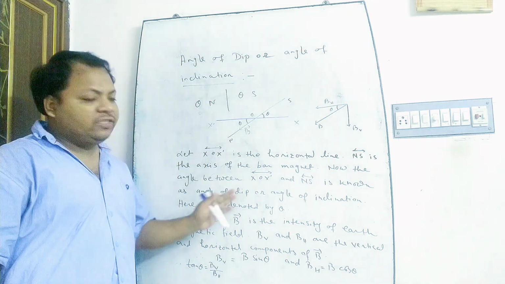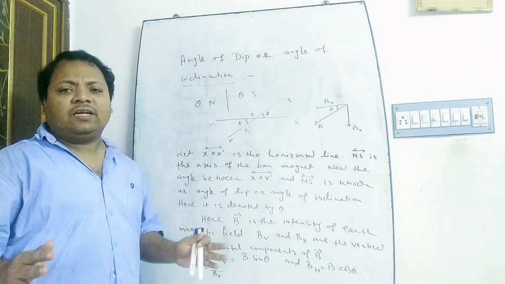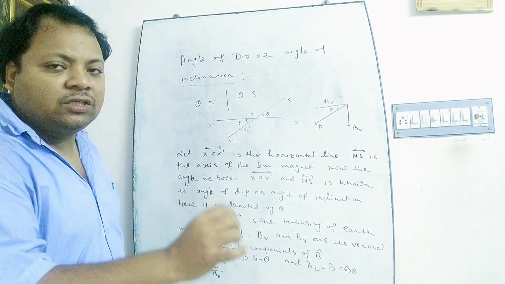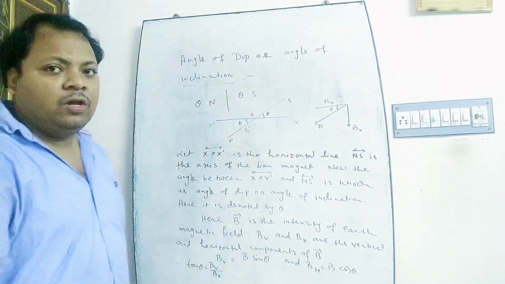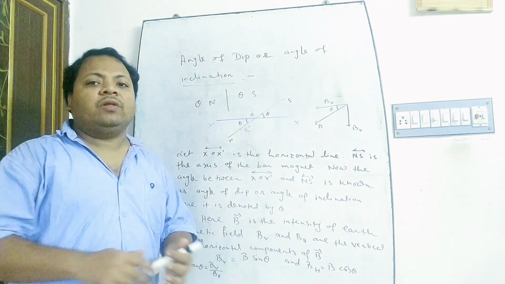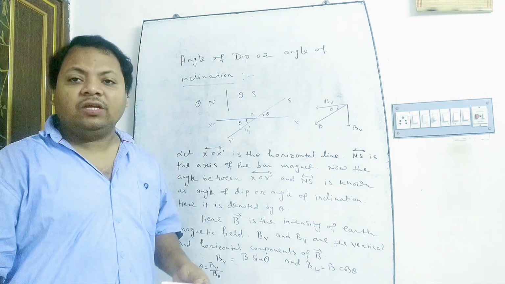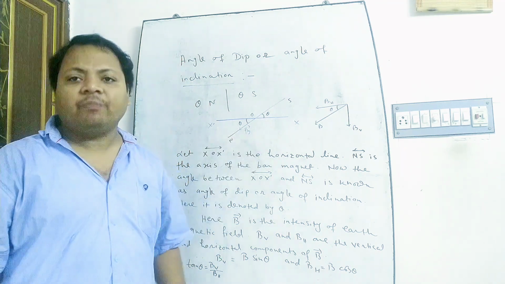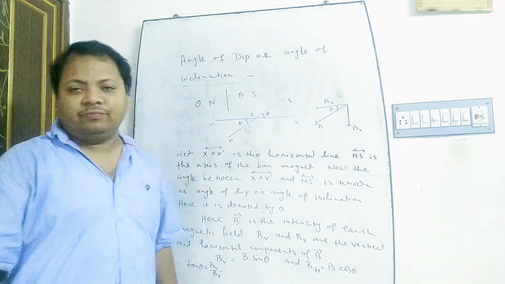By this we can say whether the place is in the northern hemisphere or the southern hemisphere. On the equator the angle of dip will be 0, that is, the magnetic axis is parallel to the horizontal line.